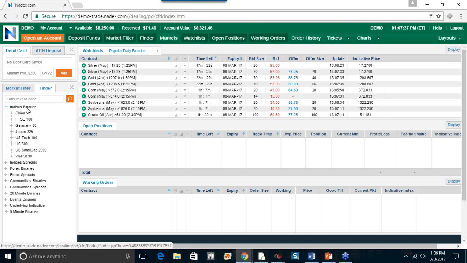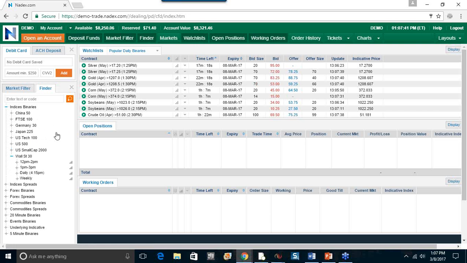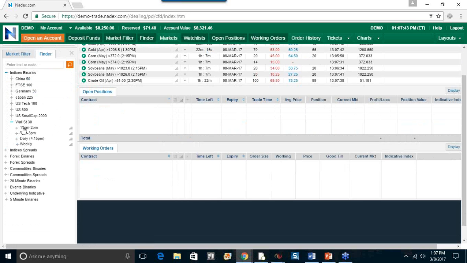If you're familiar with binaries and spreads, you can go to any one of these. Let's just click on the Dow, for example. In the morning, you've got plenty of options to trade. You've got weekly binaries that expire on Friday. You've got daily binaries that would expire at the end of the day today. And then you have a couple options of 2-hour binaries. These, for example, that are open currently, go from 12 p.m. to 2 p.m., and some others from 1 p.m. to 3 p.m.